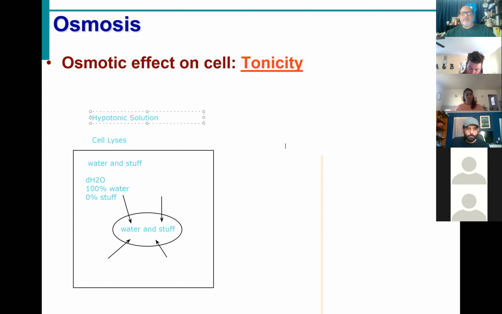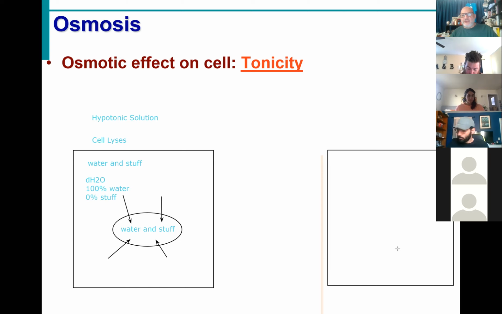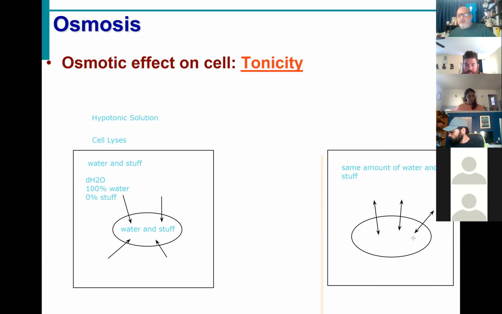All right? Instead, if you rushed into the emergency room because you were dehydrated, we wouldn't just put deionized water in there. What would we give you? Saline. Yeah, some kind of saline or some kind of lactated ringer that has the same amount of water and stuff inside of it as in the cell, at which point, right, there is no net movement, there is no net change, and this would be what we called an isotonic solution.